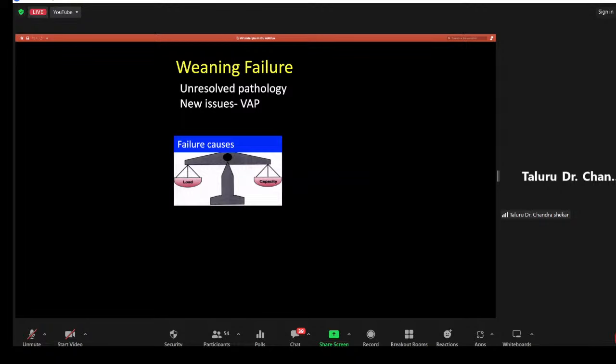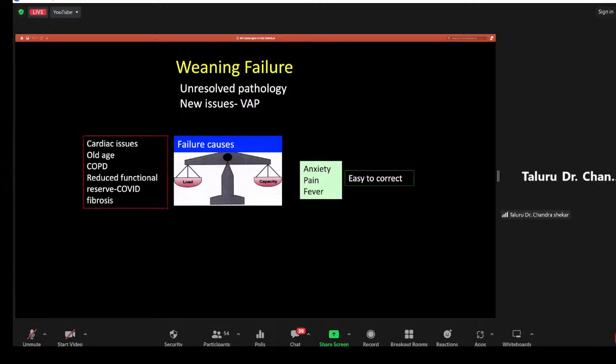So with weaning failure, always think there is an unresolved pathology or new issues like ventilator associated pneumonia. So the load and capacity are not matching. The commonest things are anxiety, pain and fever. These are easy to correct. Some situations are more difficult. In any weaning failure, you should always look at the heart. That's the commonest reason for weaning failure, because weaning is a cardiac stress test. Once you go for spontaneous breathing, preload increases because negative pressure brings up a lot of volume into the lung, and then the heart may go into failure.